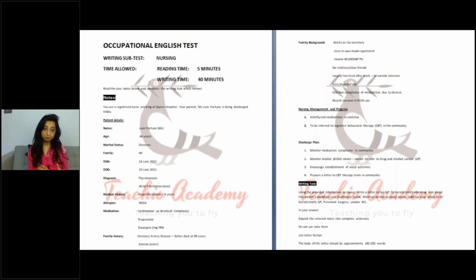So remember, on the OET writing, you're assessed on two things. You're assessed on your content, and you're assessed on your clarity. Content means that you include all of the important medical history for this patient, and clarity means that you exclude all of the things which aren't really important for this patient.